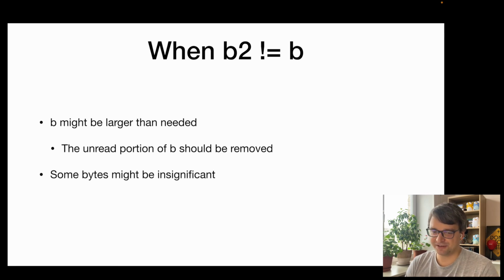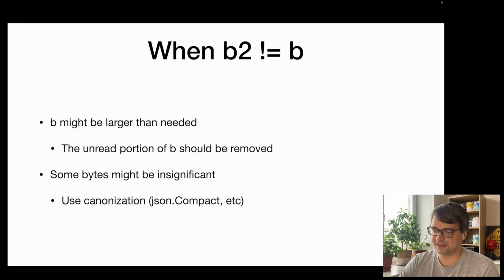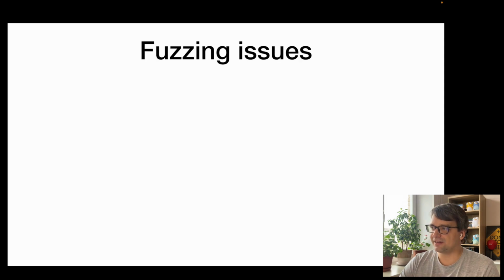Again, in the case of JSON, that could be just additional white space. For example, you have a document and you have white space between the colon and the field value. There is no difference from the logic perspective, but the bytes on the wire or in memory could be different. The solution for that is to use some form of canonicalization. For example, for JSON, you just call json.Compact and get the canonical version of that representation.